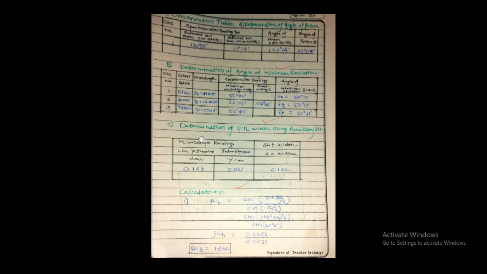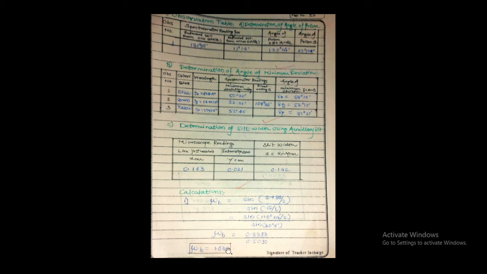Now the third one, determination of slit width using the auxiliary slit. It is the microscope reading where the line is just resolved: x is 0.163 centimeter, and for the y extremity it is 0.021, and therefore we take the slit width a equal to x minus y. It comes out to be 0.142.